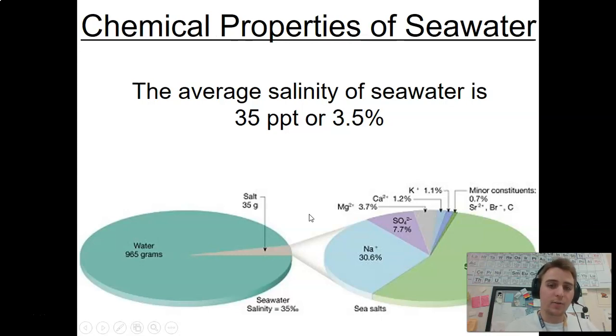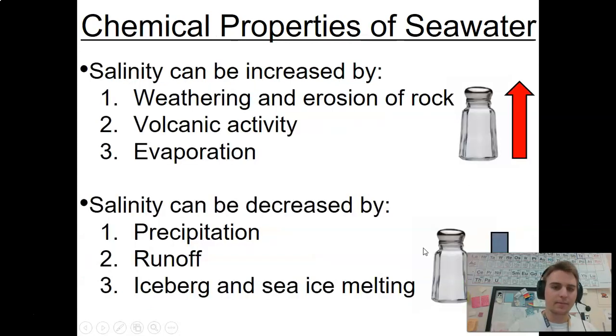Average salinity of seawater is right around 35 ppt, or 3.5%. So mostly water, but still about 3.5% of the salts. And again, this is lots of different things. It's not just sodium and chloride. It is also sulfates, calcium, magnesium, like I said, all those other things.